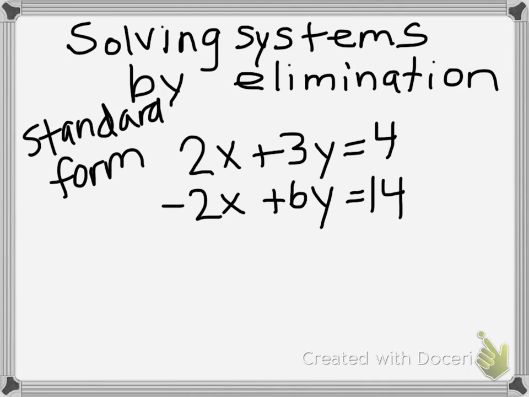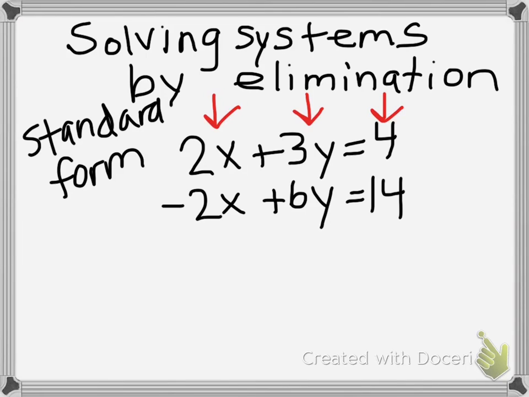Standard form means that we have the x's and y's on one side, and we have the plain number on the other side. So we have a column of x's, a column of y's, and a column of plain numbers. So that's going to be our clue that we want to use the elimination method. The word eliminate means go away, and that is what we want to do with one of our variables. So what we're looking for is we're either going to look for the x's or the y's to go away if we add them together.